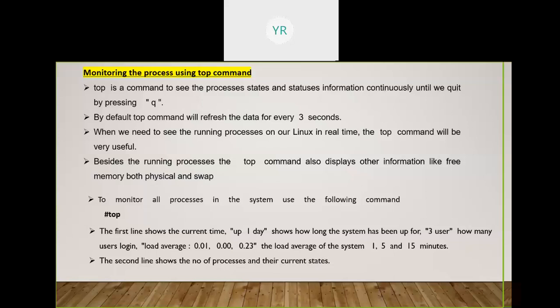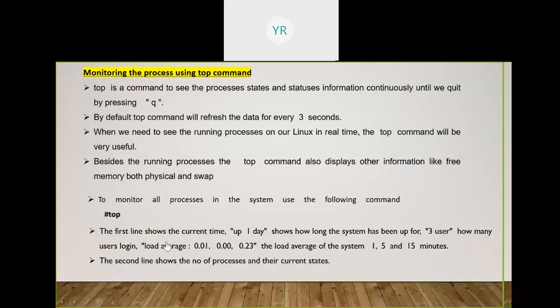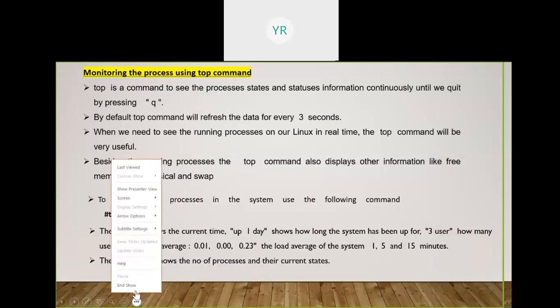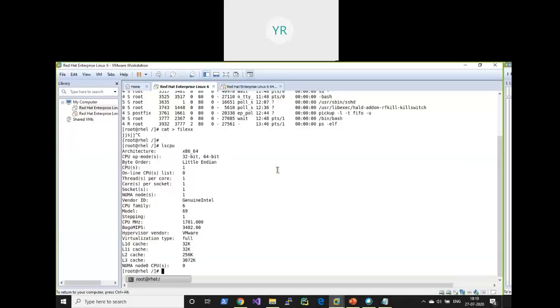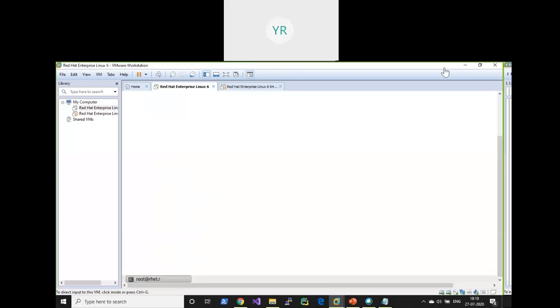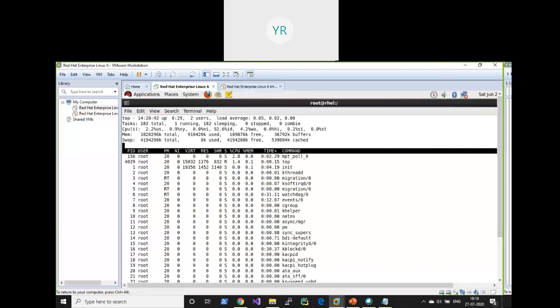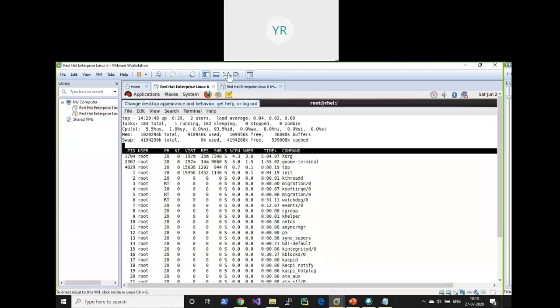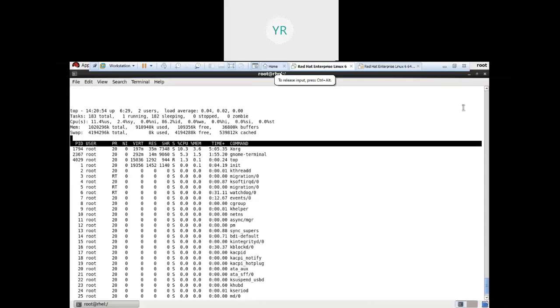I will show you on my terminal. Just wait. Go to the practice session, there I will explain everything. So just type top. Look here.